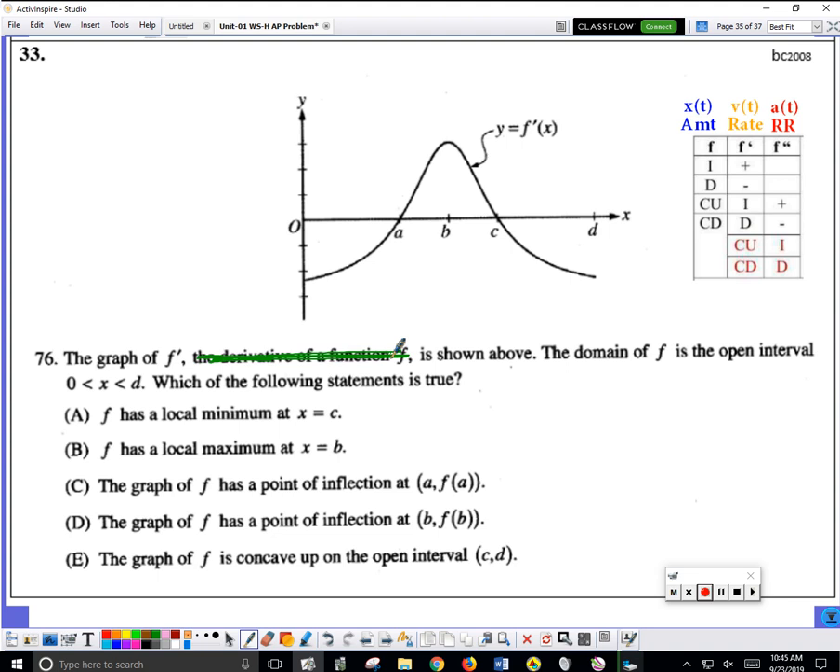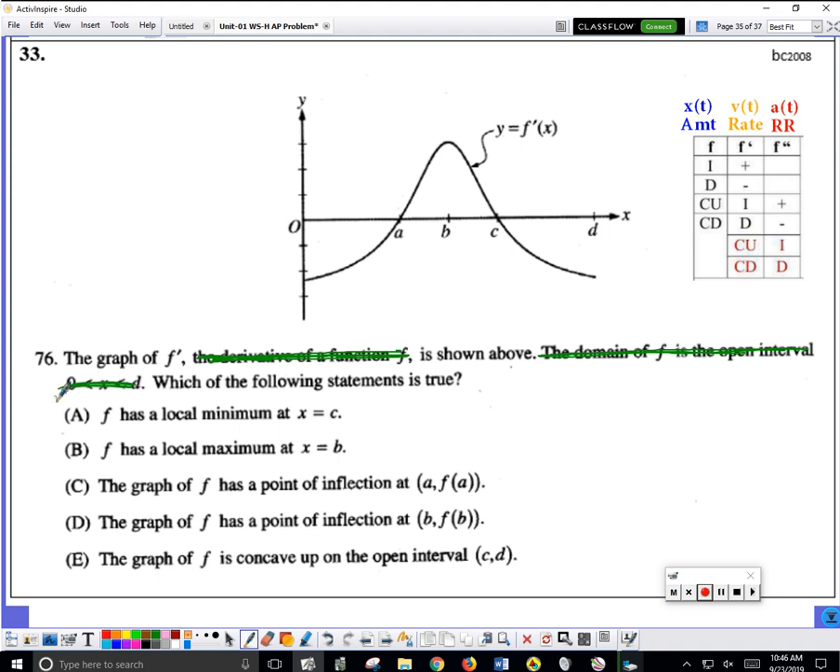The domain of f is the open interval from 0 to d. That also is not really anything that you have to worry about too much. They're just saying don't think of f going further than what you see. This is f, don't look any further.